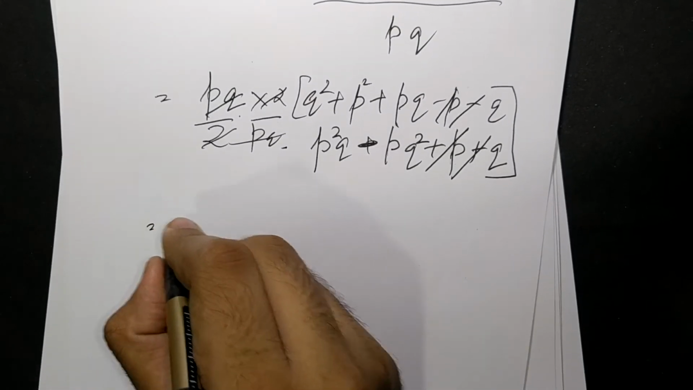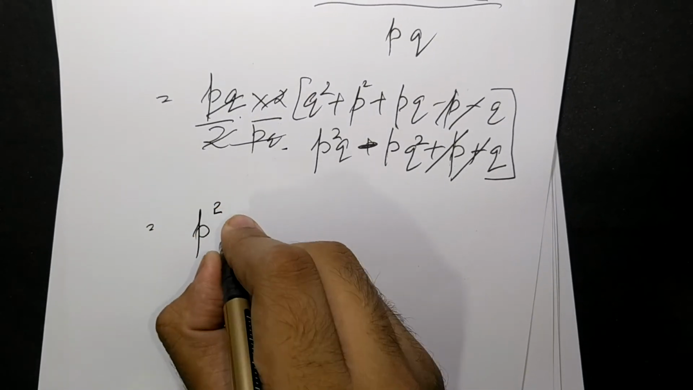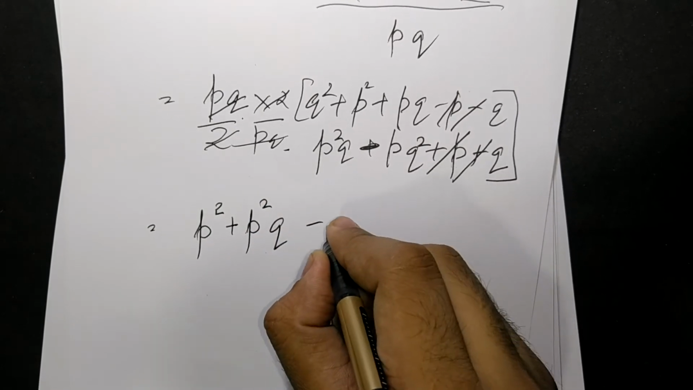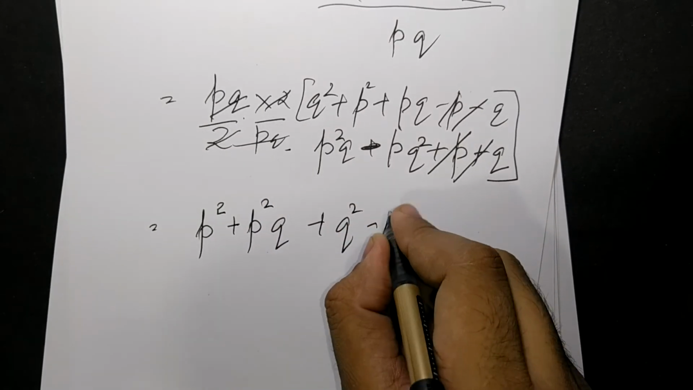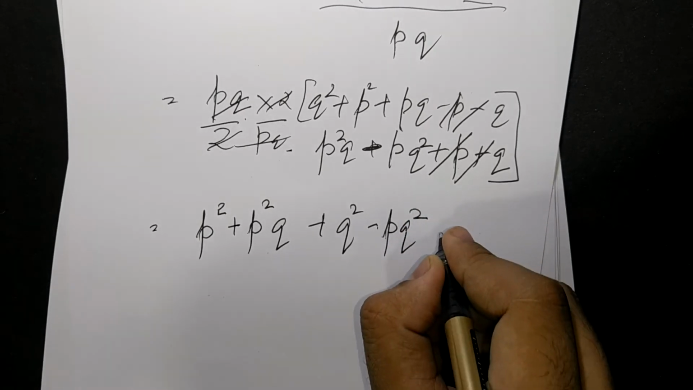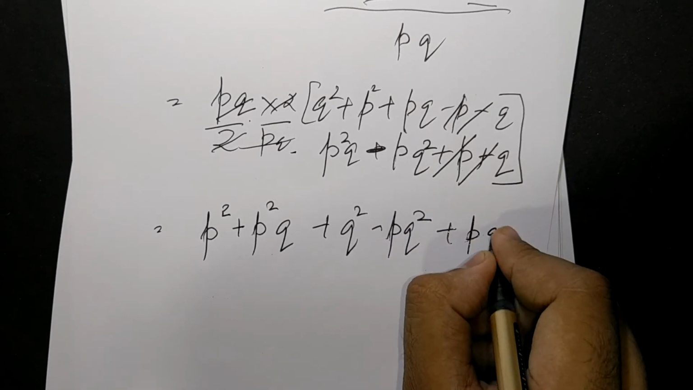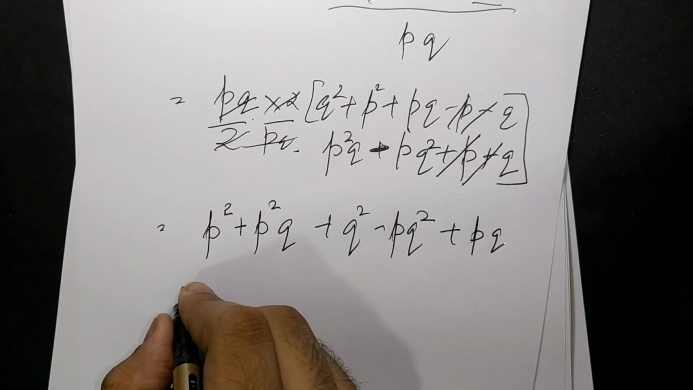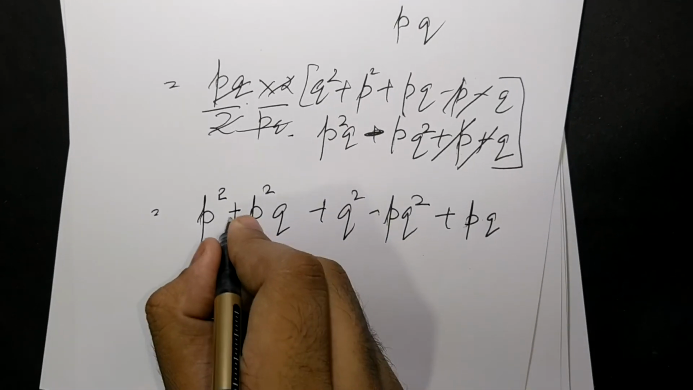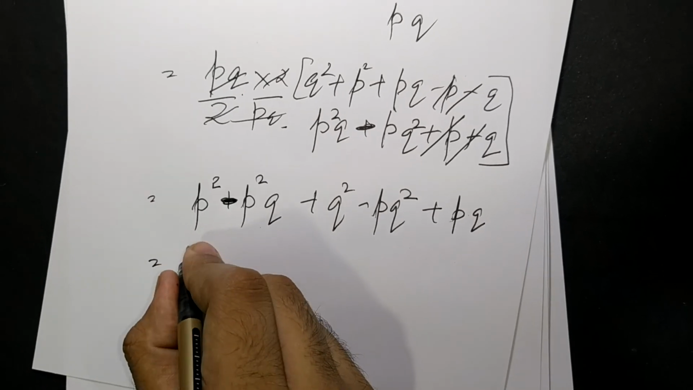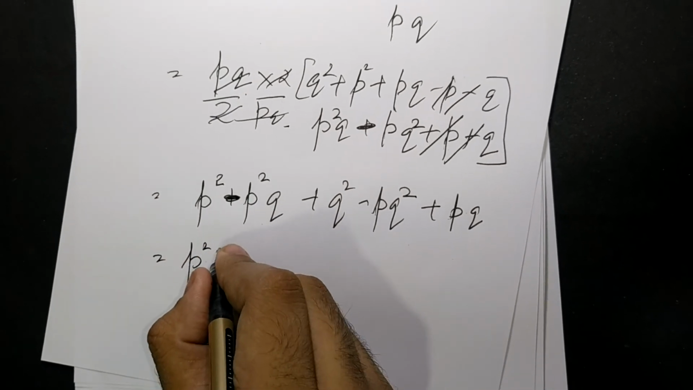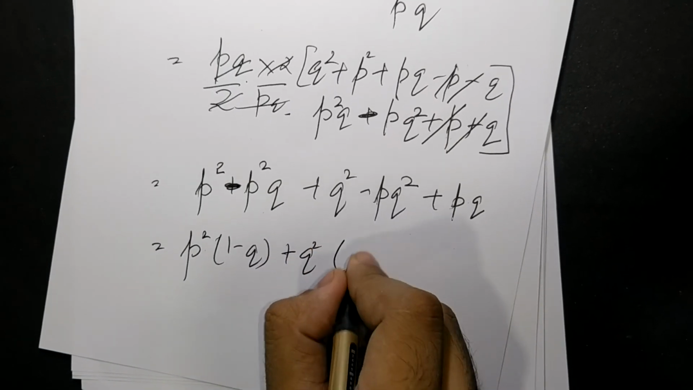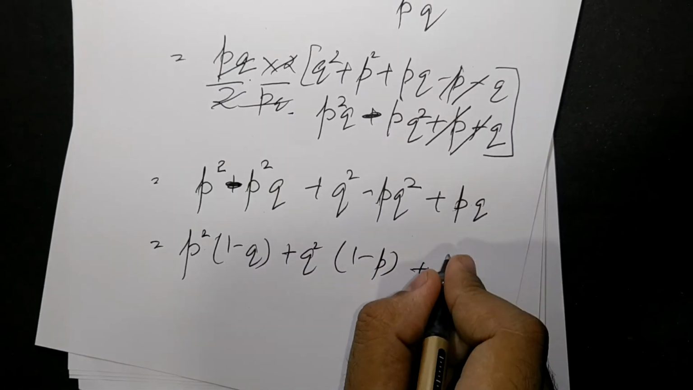We are left with p square plus p square q plus q square minus pq square plus pq. This is minus, if we take p square common, we get 1 minus q. Q square common, we get 1 minus p plus pq. This is our final answer.